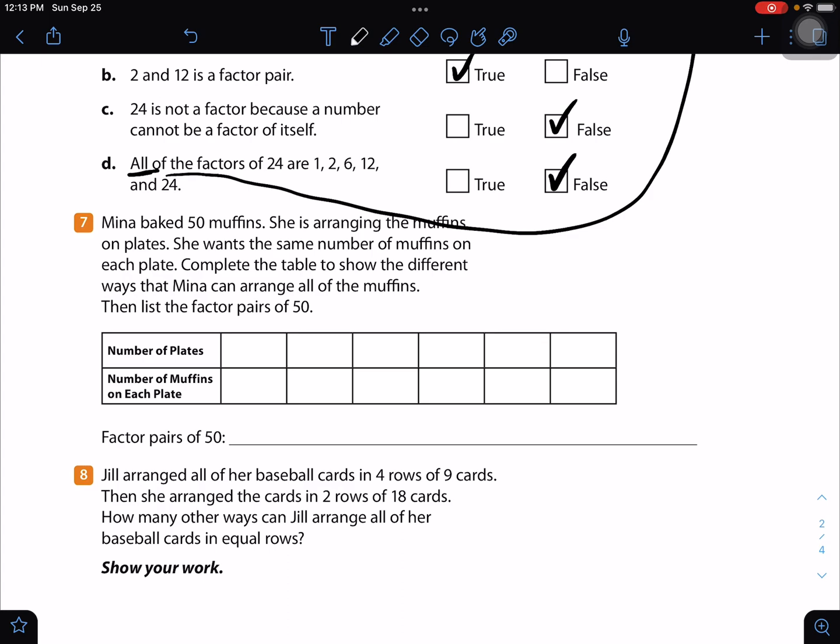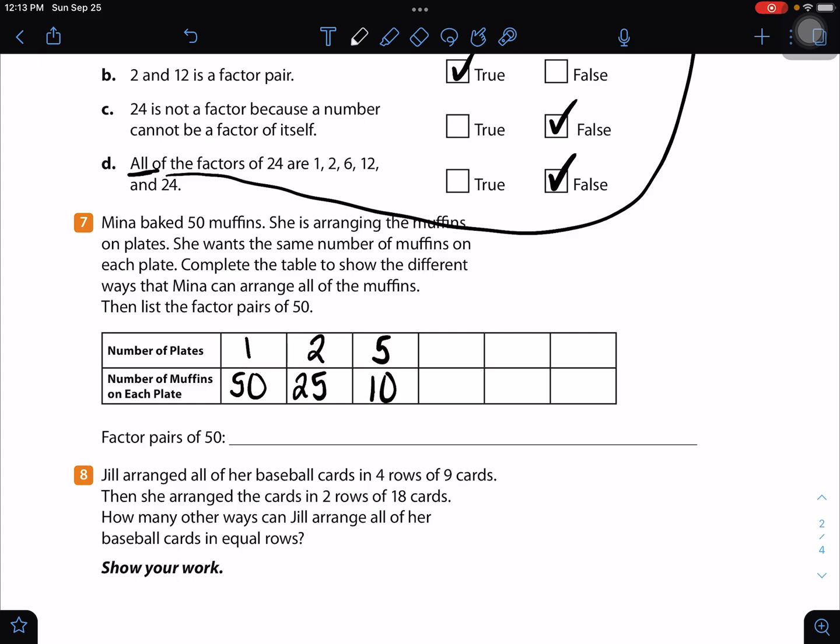So if we think here, what are all the factors of 50? All right, well, I know that one, she could have one big plate and put all 50 muffins on there. She could have 2 plates because 2 goes into 50 25 times. 3, I can't count by 3s to get to 50. 4s, I can't count by 4s either because 4 does go into 5 one time, but then 4 doesn't go into the 10 left over. But I know that 5 can go in there. It goes in 10 times.